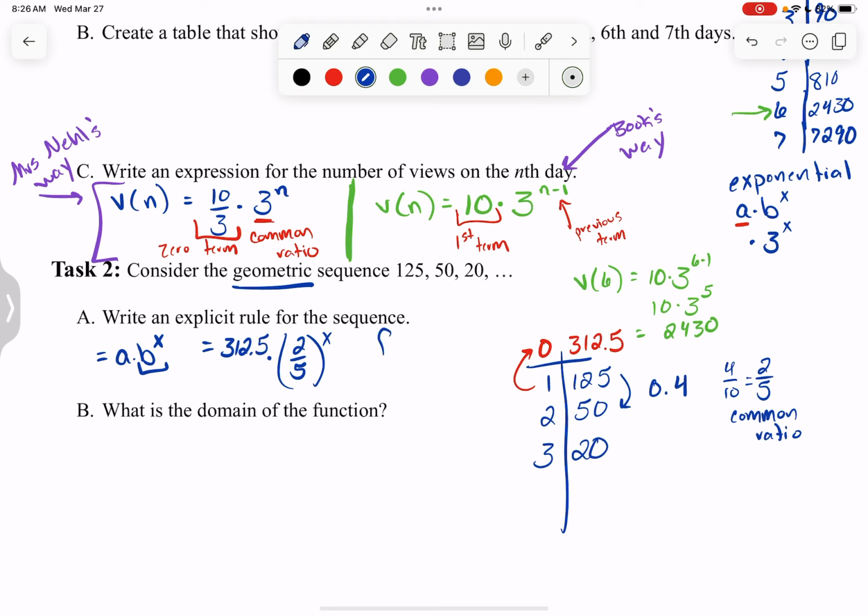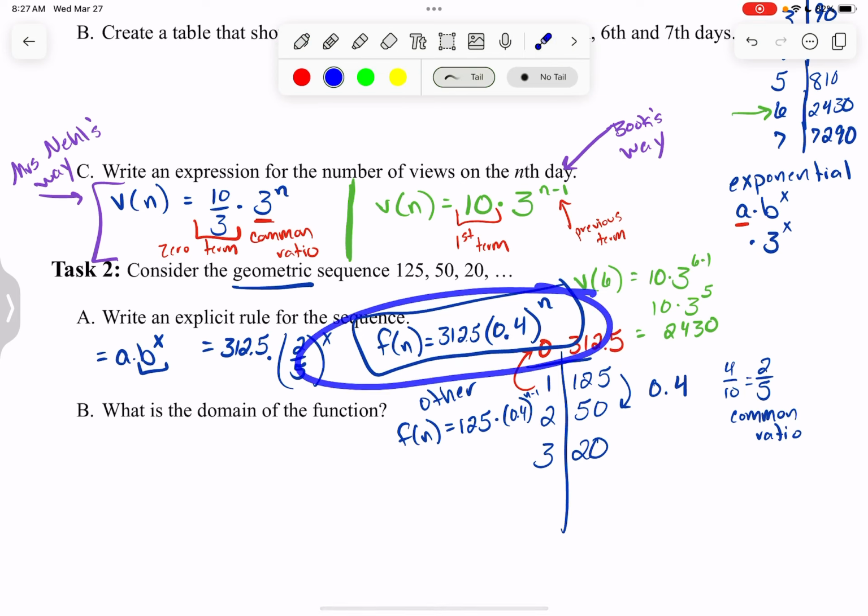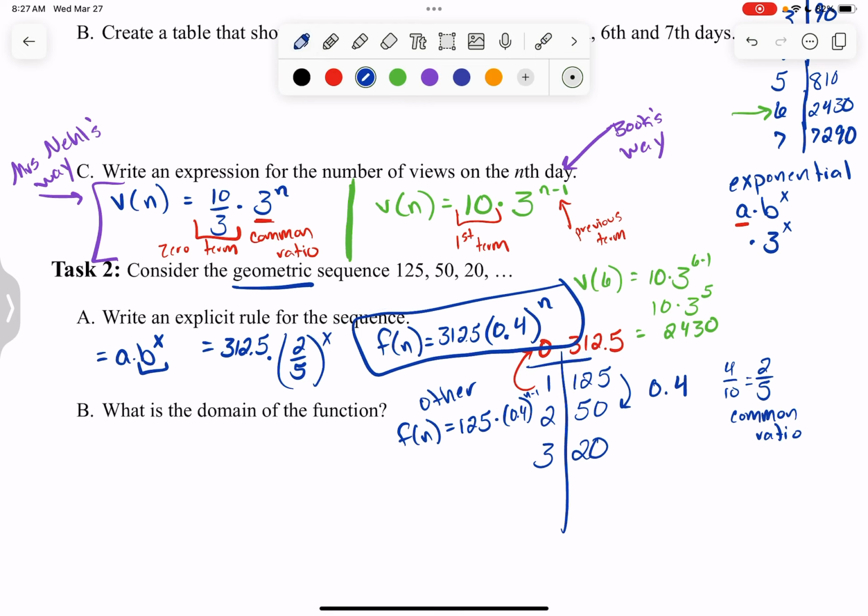So we want to write it in function notation. F of n equals 312.5. Since we're going decimal, we can go ahead and do decimal, 0.4 to the n. So there's one way of writing it. The other way, f of n equals, we use the first term, which is 125, times still that 0.4, but now it's to the n minus 1 is the exponent. I'm going to write it this way. I'm good with either one. You choose which method you will remember.